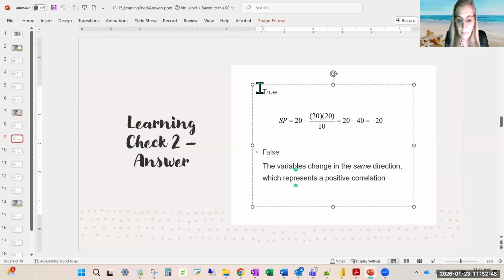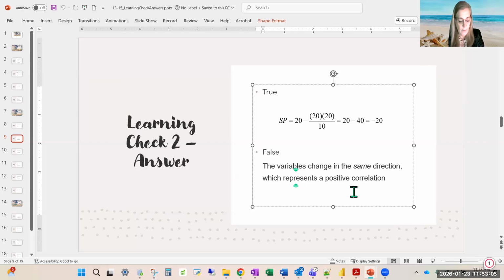All right. So for the top one, it was true. Once you plug in all those numbers that they give you to the formula for sum of products, we do find that it's a negative 20. The other one was false.